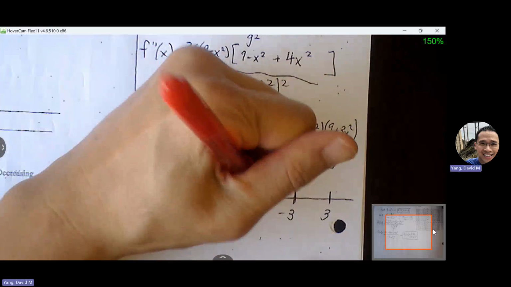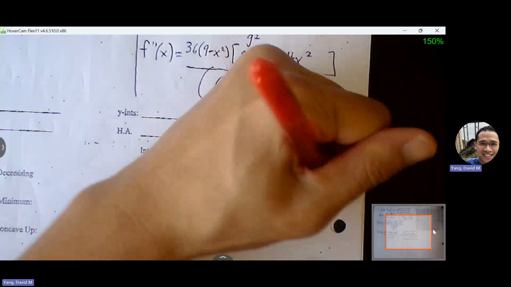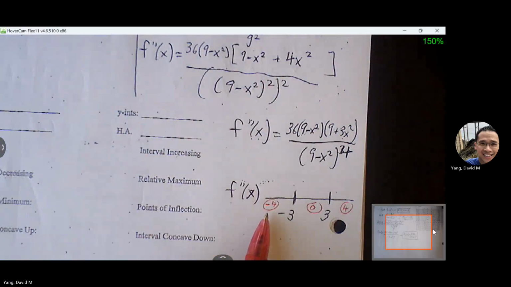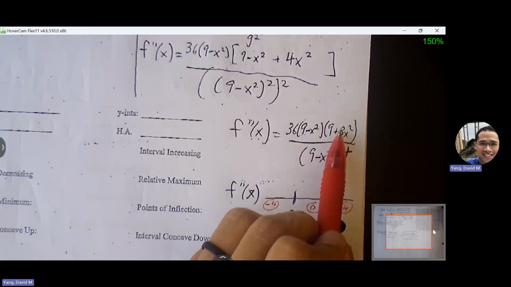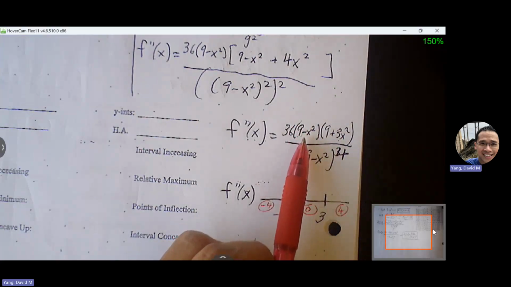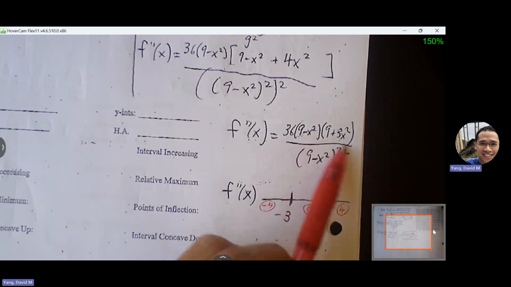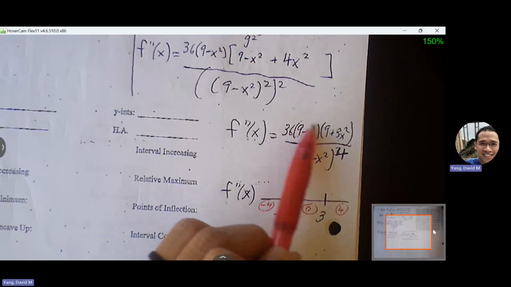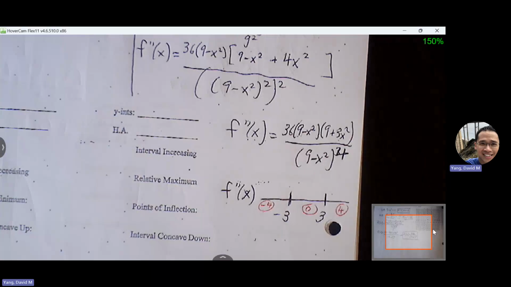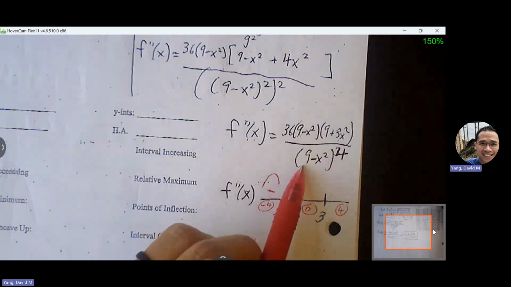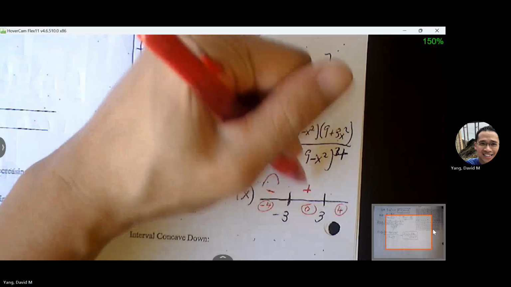Okay, I'll test -4. I'll test 0. I'll test 4. This is always positive, I can ignore that. So this will be negative. This is always positive, I can ignore that as well. So whatever this gives me is going to be my sign. So I have negative over positive, which is negative. Plug 0 in, I get a positive over a positive. Plug 4 in, I get a negative over a positive.